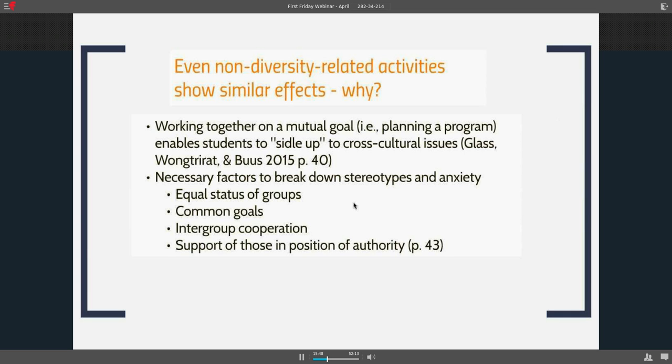However, there are four factors that need to be present in order for this to happen. The first one is the equal status of groups, so that, of course, if one group is explicitly privileged above another, then that's going to break down this equality. The common goal, so the idea that everybody is working towards something together. The intergroup cooperation, so when we're thinking of programming groups or how we want to organize our leadership, we can think of making sure that students are intentionally placed with other students who have different backgrounds so that they have a chance to collaborate. And then support from those in positions of authority. So whether we're talking about advisors or administrators, communicating that this is a goal that we have and this is something that we support.